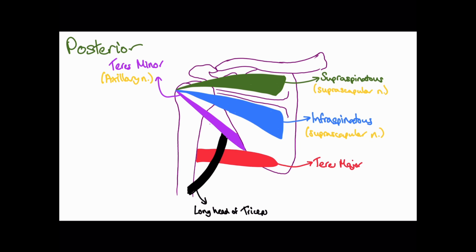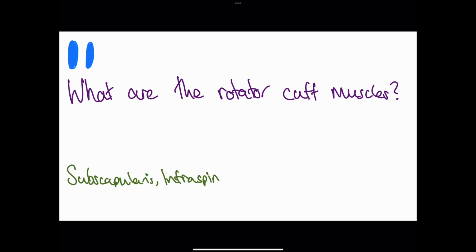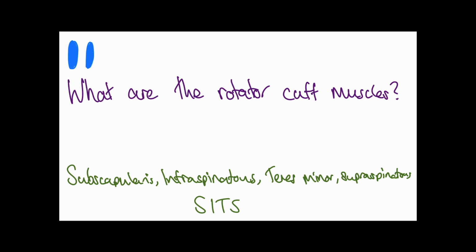Before we move on to the spaces created by the rotator cuff muscles, pause the video and have a go at this question. What are the names of the rotator cuff muscles? That's right, it was the subscapularis, infraspinatus, teres minor and supraspinatus, but you can remember this simply as SITS.